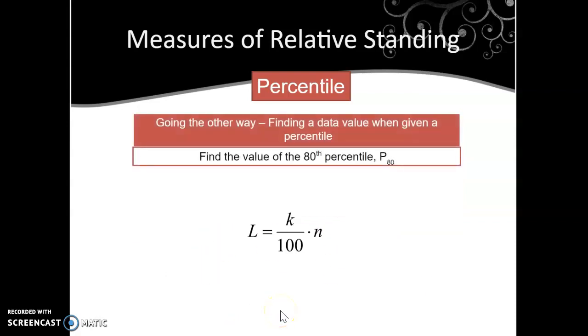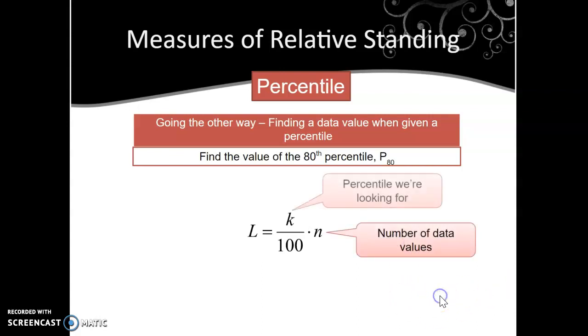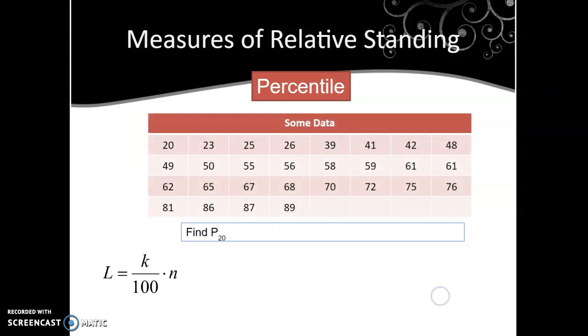Okay, let's practice some where we go the other direction. So finding a data value when given a percentile. Find the value of the 80th percentile, or P80. The formula is exactly the same. The L and the K just switch position. L is equal to K divided by 100 times N. N is the number of data values, K is the percentile we're looking for, and L is the location of the value in the data set.